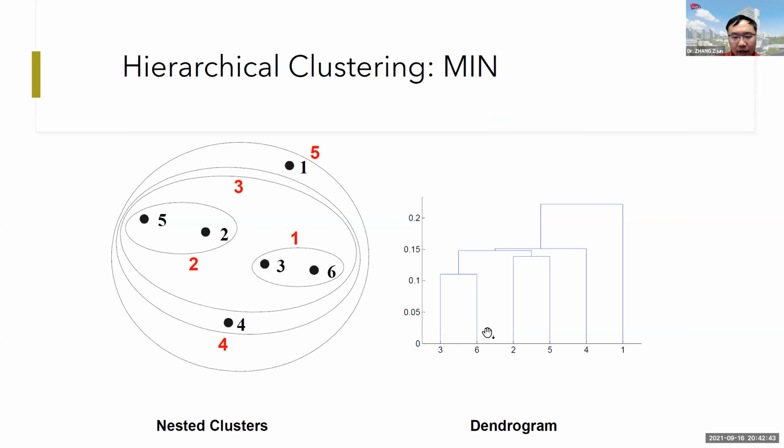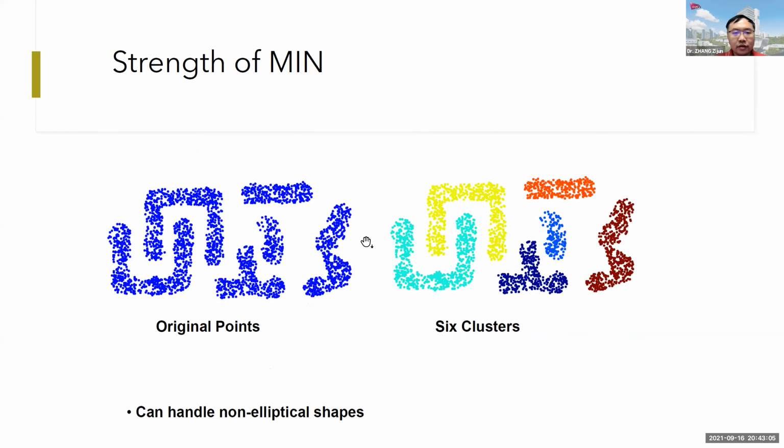So you will see that based on such a setup, 3, 6 will first merge as cluster 1, then next 2 and 5 as another one, then 3, 6, 2 and 5 merge together, and then include data point 4, and lastly include the data point 1. So this is the hierarchical clustering with the minimal link, the single link.